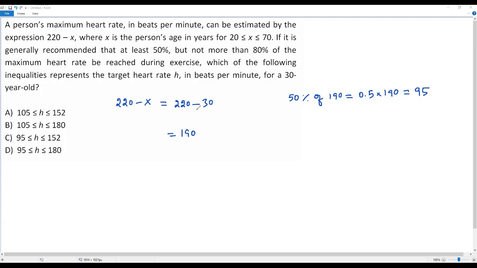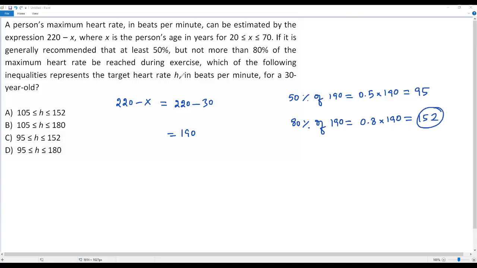Now to get the maximum heart rate during exercise, we have to take 80% of this 190. Let me do the calculation over here. 80% of 190. When I convert this 80% to decimal, I'm getting 0.8 times 190. When I multiply 0.8 and 190, I am getting 152. So during exercise, the maximum heart rate has to be 152.